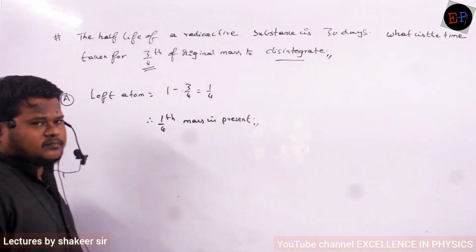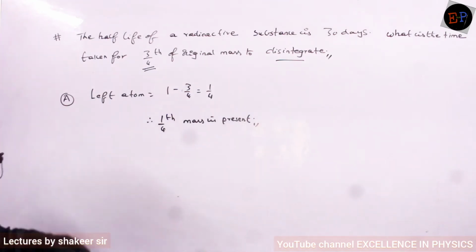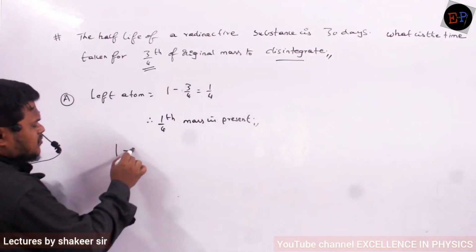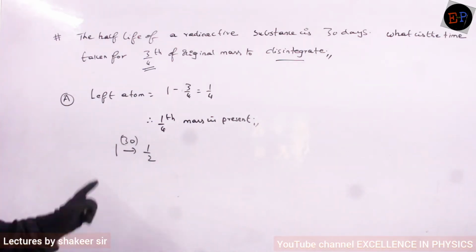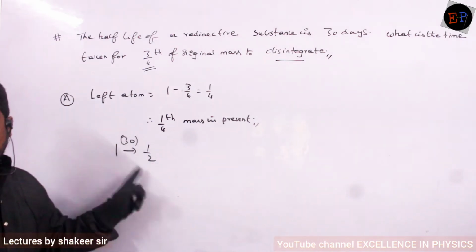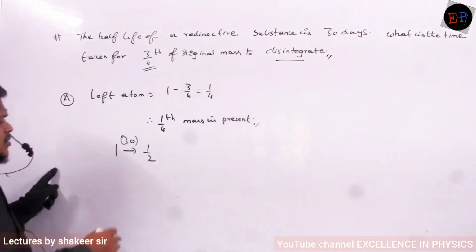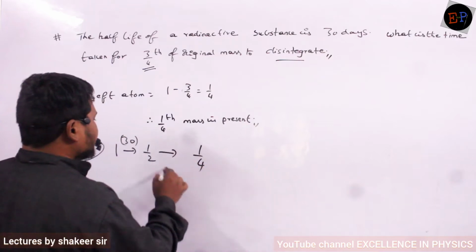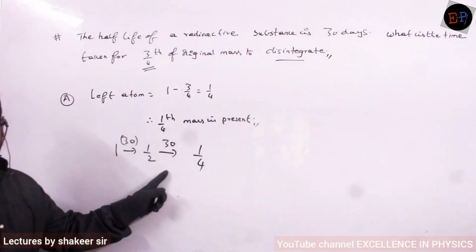Are you able to understand? So in which condition will you get 1 by 4? Very simple. 1 converts into 1 by 2 after 30 days. That's all. 1 converts into 1 by 2 after how many days? 30 days. The half-life was already given as 30 days. 1 by 2 converts into 1 by 4 after another 30 days. So the total time is, so that's all.